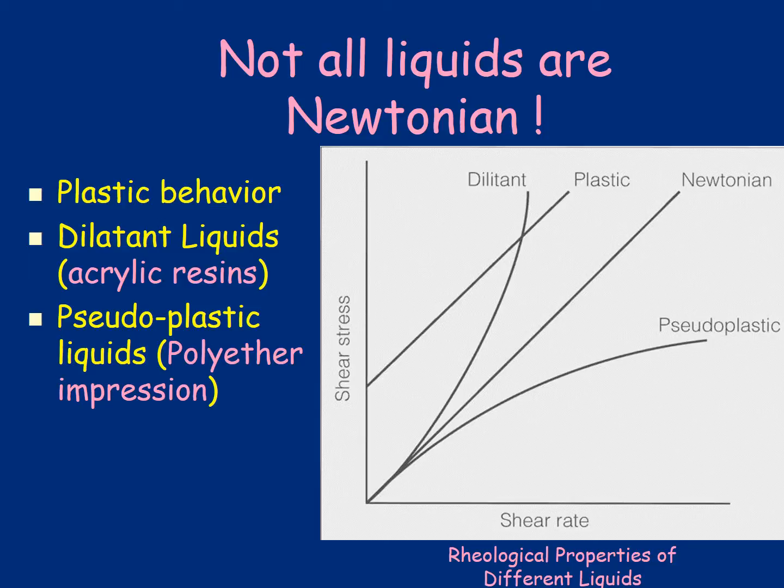Then we have dilatant liquid. In the dilatant liquid, as the shear rate goes up, the viscosity will increase. This means the faster that you mix the fluid, the more difficult the fluid becomes. And the opposite is true for the pseudoplastic. In the pseudoplastic, an increase in the shear rate does not lead to a corresponding increase in the shear stress. So, the faster that you mix the fluid, the easier the mix will become. Acrylic resins behave as a dilatant liquid. Polyether impression behave as a pseudoplastic liquid.